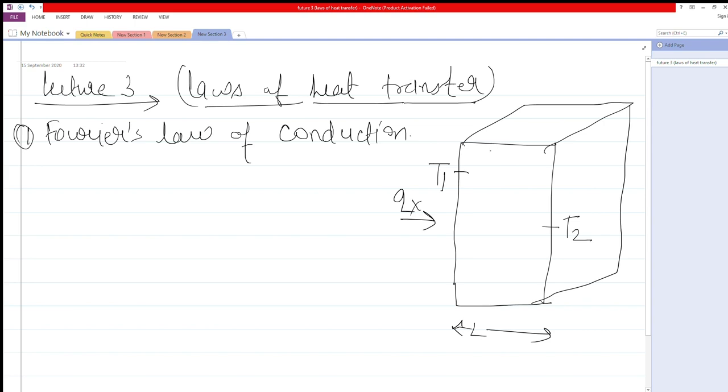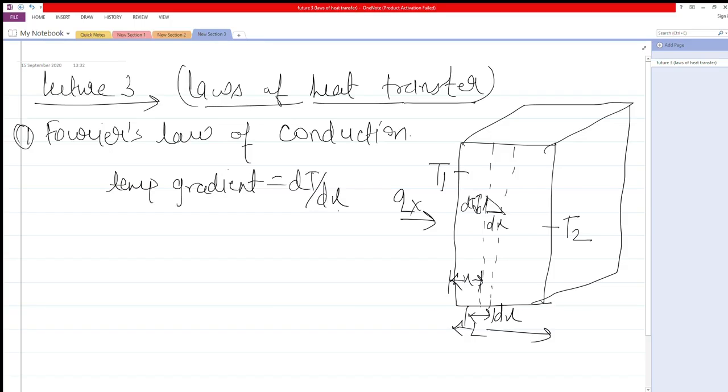If I consider a very small element of width dx at a distance x from the left face, then for this small element, the horizontal distance covered is dx and the temperature drop will be dT. Therefore, the ratio of dT over dx will be called the temperature gradient. Here, the temperature gradient will be dT over dx.